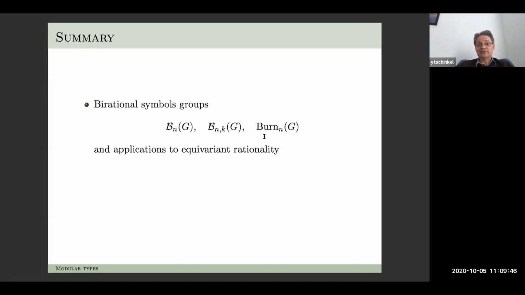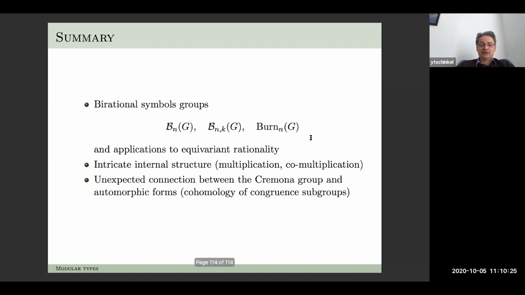And we saw how to apply these invariants, like in particular to cubic fourfolds. And what is emerging now is that these invariants of birational geometry, they're really kind of universal. They have a very intricate internal structure. The connection to cohomology of arithmetic groups, that to me is really very, very interesting. Multiplication, co-multiplication for the BNG version is established, tensor Q. For the other versions, well, we're looking at this right now.